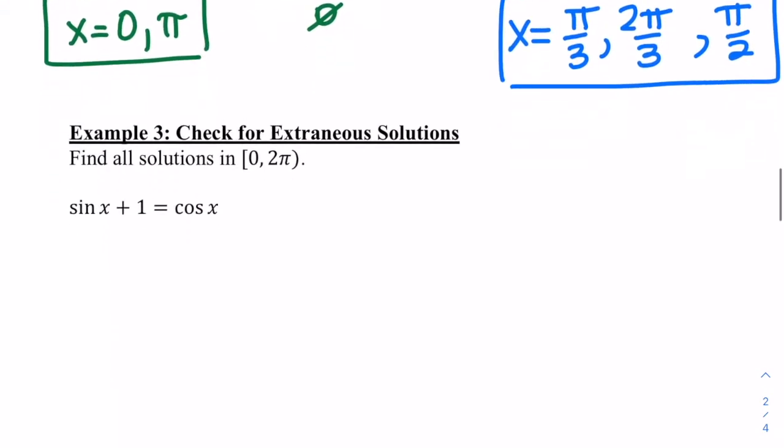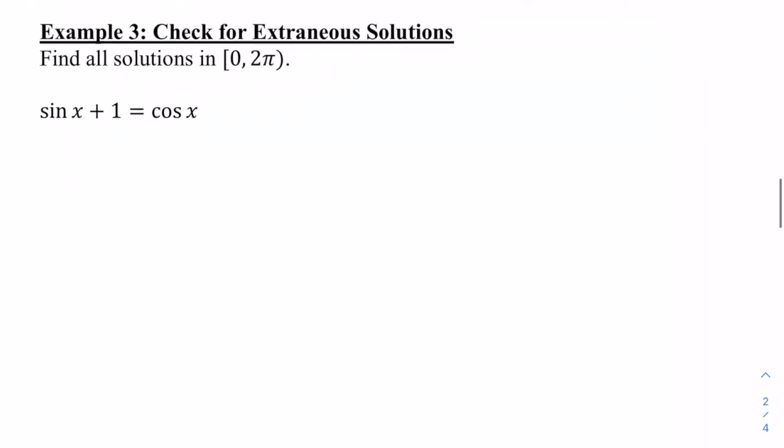Now let's complete example 3. I'd like you to pause the video to complete this, but before you solve it, consider what trig functions or identities you can use to substitute and make this into one function. And then after you get your solutions, make sure that you're checking for extraneous solutions for anything between 0 and 2 pi.